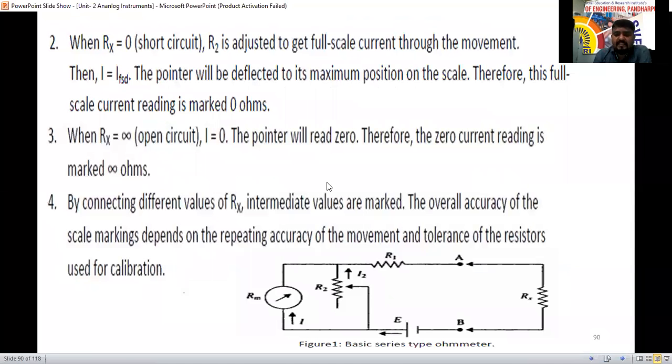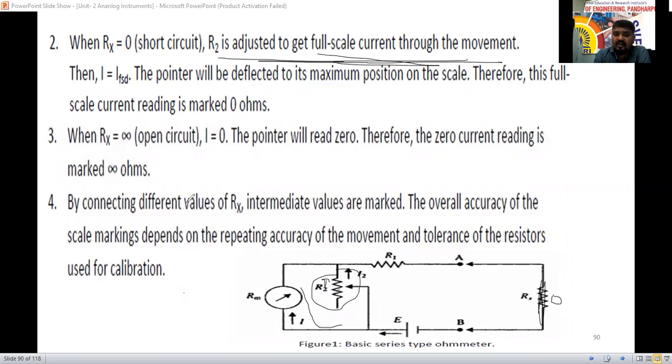See here, when Rx, the unknown resistance, equals 0, it means there is no resistance, so it acts as a short circuit. R2 is adjusted to get full scale current through the movement. So I will adjust this to maximum. No current will flow through the other path, all the current will flow through this one only. R2 is adjusted so that the movement gets the full scale current.